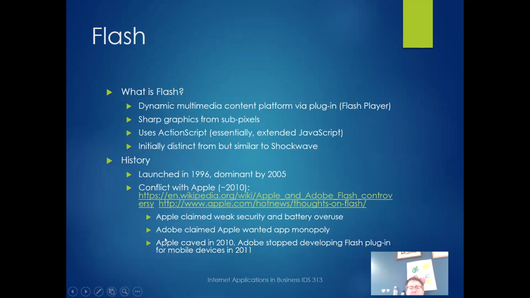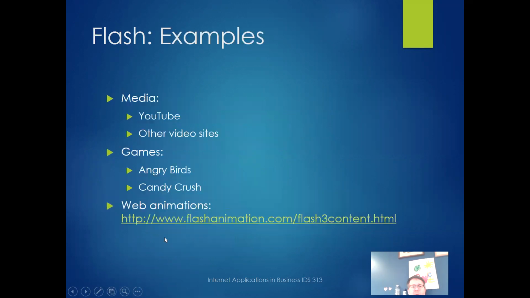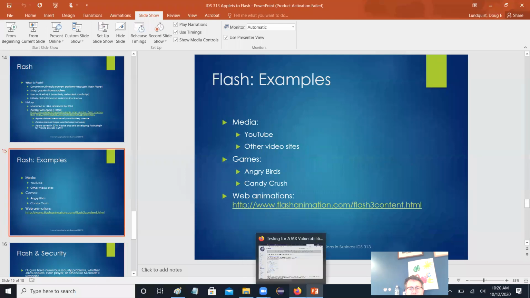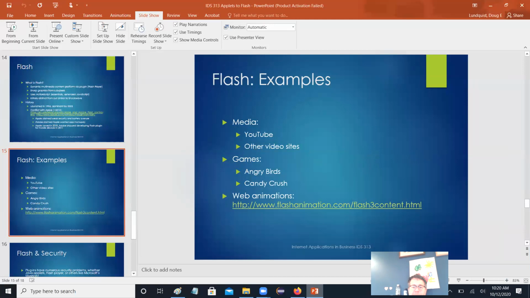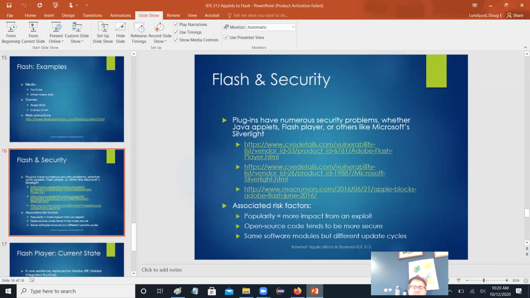Now, we'll talk about Apple in a little bit. We'll come back to that. So where was it getting used? YouTube, other video sites, various basic games like Angry Birds, Candy Crush, things you would play in your web browser. And various web animations, you can still find those. I'd have to run it in my other browser, which is not really cooperative on this machine. Okay. Well, let's talk about security.